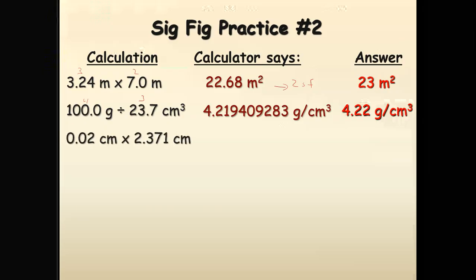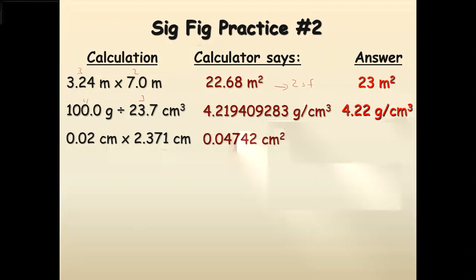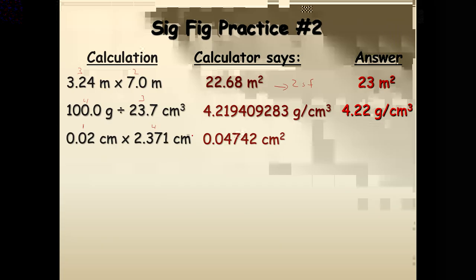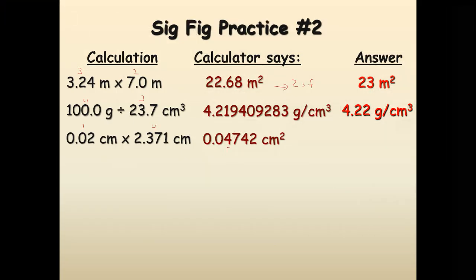Next, 0.02 centimeters times 2.371 centimeters. And my calculator gives me this. Well, since this only has 1, and this has 4, I have to round this to 1 sig fig. So it becomes 0.05 centimeters squared. Keep going.